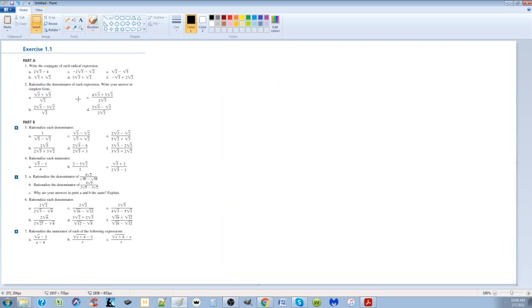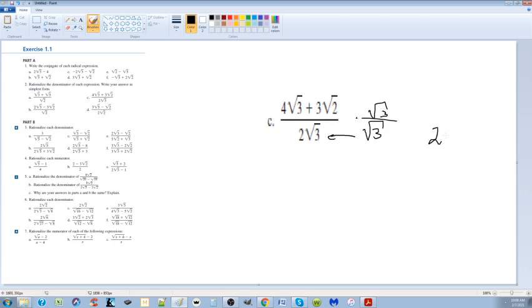I want you to have a look at what you think you have to multiply this by to get rid of the denominator. Well, interestingly enough, I don't have to multiply it by 2 times the square root of 3. I only have to multiply it by the square root of 3 over the square root of 3. Okay, what's going to happen at the bottom? I'm going to get 2 times the square root of 3 squared, which is 2 times 3, which is 6. What's going to happen at the top?